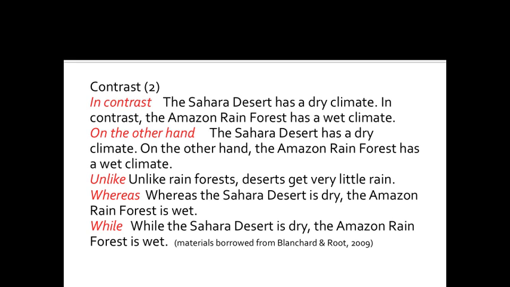Unlike rainforests, deserts get very little rain. Whereas the Sahara Desert is dry, the Amazon rainforest is wet. While the Sahara Desert is dry, the Amazon rainforest is wet. So for contrast, you talk about the differences, you talk about one aspect of the thing that you are focused on, and then you mention the contrary situation with another thing.